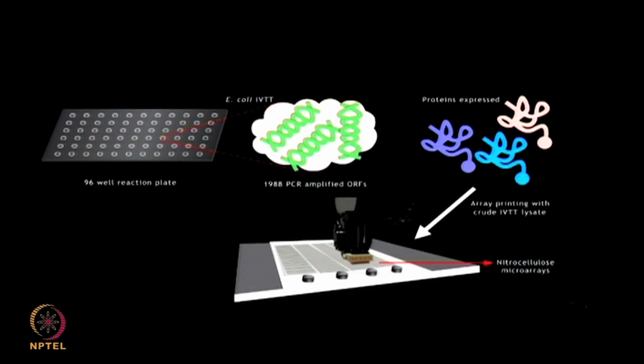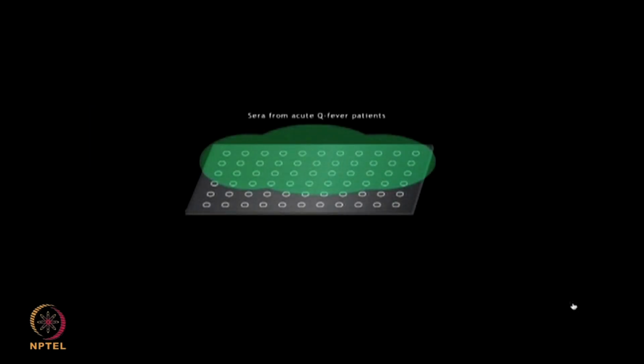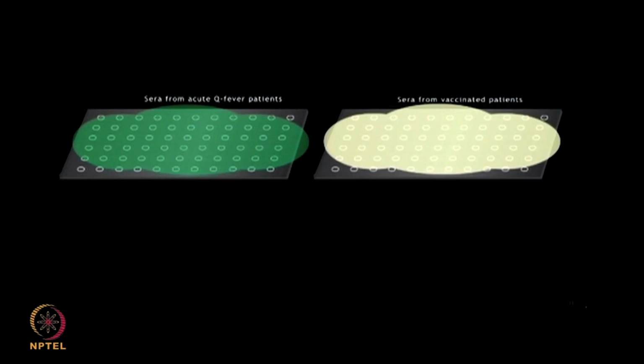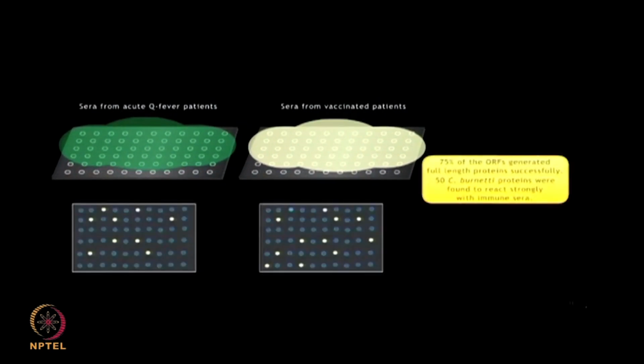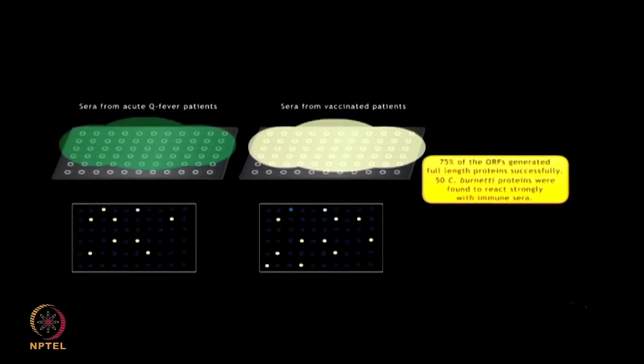75% of the open reading frames were successfully generated as full length proteins by using the cell-free expression system and then spotted onto nitrocellulose arrays. These cell-free expression based microarrays were probed with sera from patients who had been vaccinated as well as acute Q fever patients. Fifty proteins were identified that reacted strongly with the immune sera.